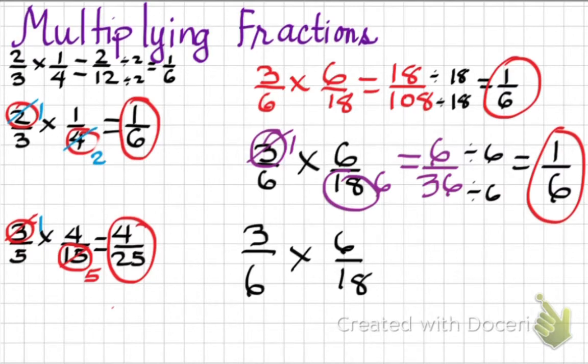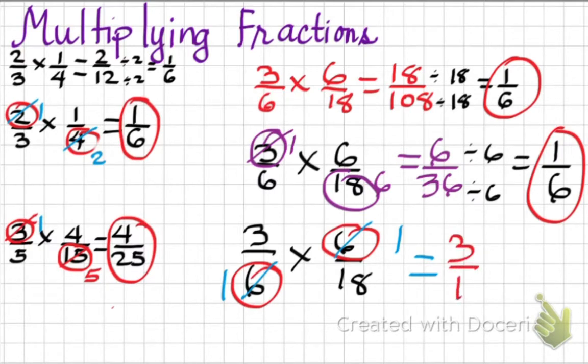So the same here, 3/6 times 6 over 18. Both numbers, we can cross out our numerator 6 and our denominator 6. So 6 divided by 6 is 1, and we multiply across. 3 times 1 equals 3, and 1 times 18 equals 18, and 3 over 18 is both divisible by 3. So 3 divided by 3 equals 1, and 18 divided by 3 equals 6. So we came up with the same answer.